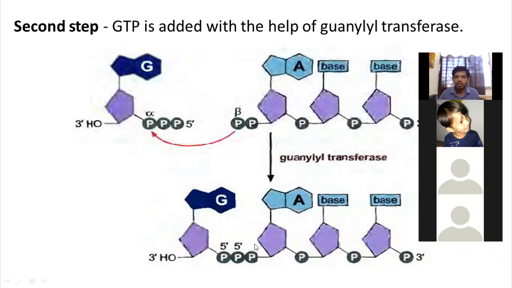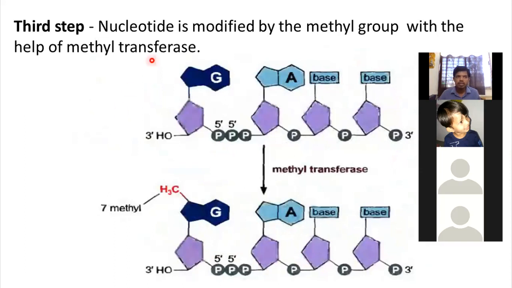Now, in the next step, the third step, the nucleotide, that is the GTP which was added over this mRNA, is modified by a methyl group, because nucleases may attack this nucleotide. The next enzyme, methyl transferase, will transfer the methyl group over the 7th position of this guanine. Now it becomes 7-methyl guanosine, and it acts as a cap for this mRNA.